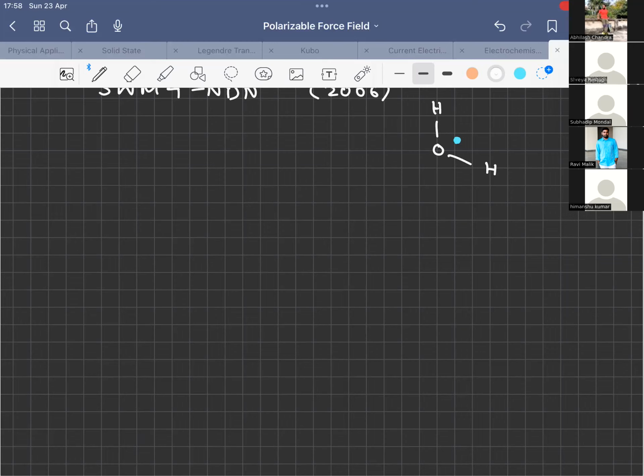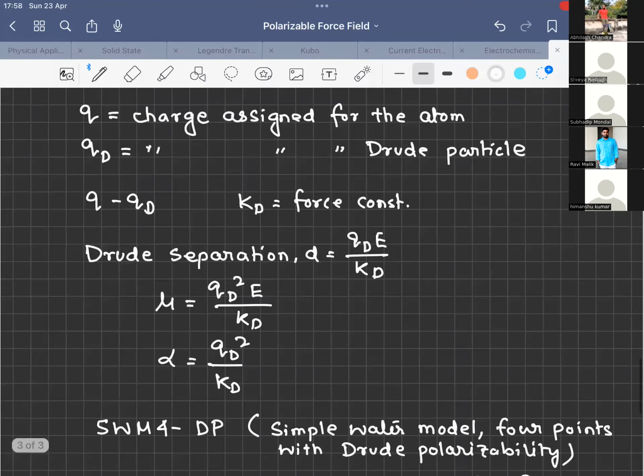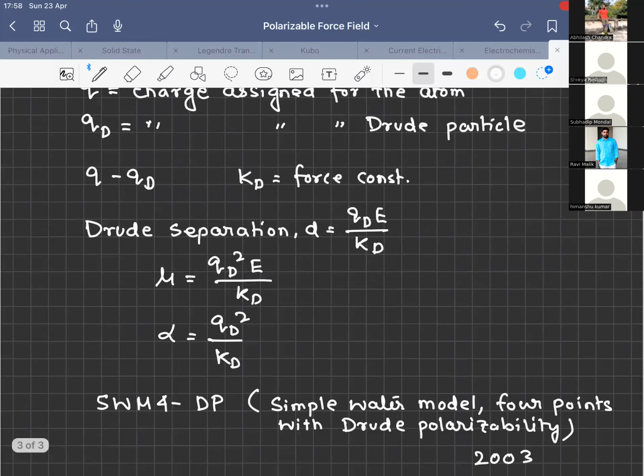So my question is, how is it capturing this local environment? The root particle is the same, and your electric field is also uniform. So if you go to your expression where you have written, just scroll up here, your QD is the same.